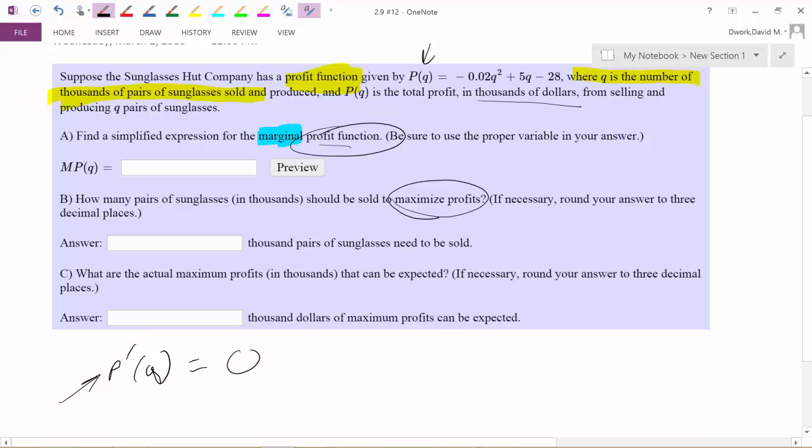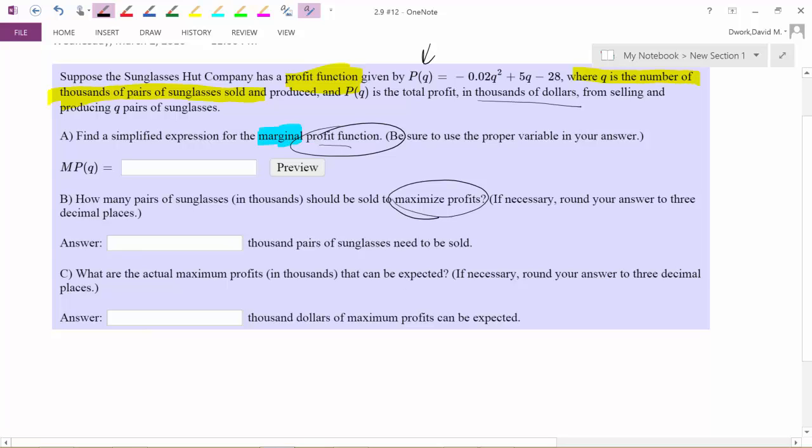And make sure you answer the question that's being asked. Are they asking for the actual profit? That would be a max. Or are they asking for the number of sunglasses? That would be Q. So you have to figure out what you're solving for, what number you actually need to substitute in. Okay, and then, what are the actual maximum profits? So that can be expected.